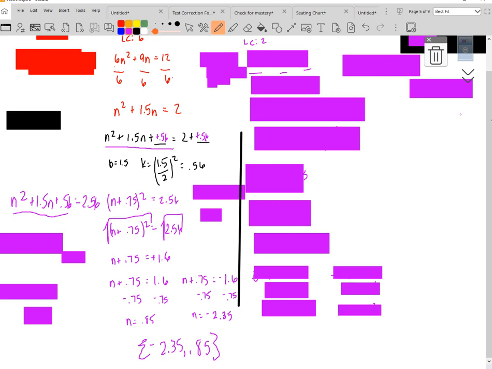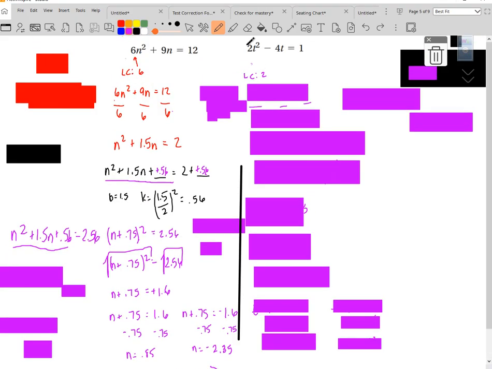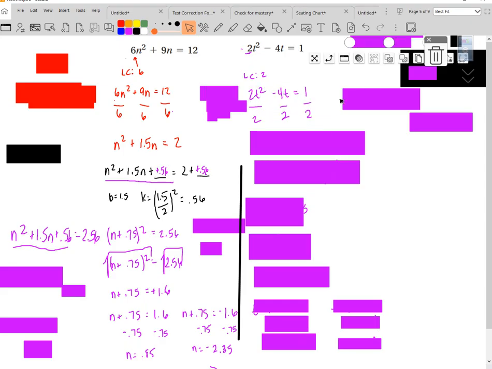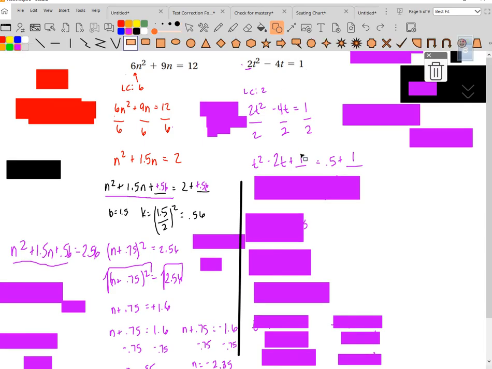Let me do one more example. So 2t squared minus 4t equals 1. It has a coefficient other than 1 here, so we're going to divide by that. That's also called the leading coefficient. And we divide by that. We come up with t squared minus 2t equals 0.5. I turned the fraction to a decimal.